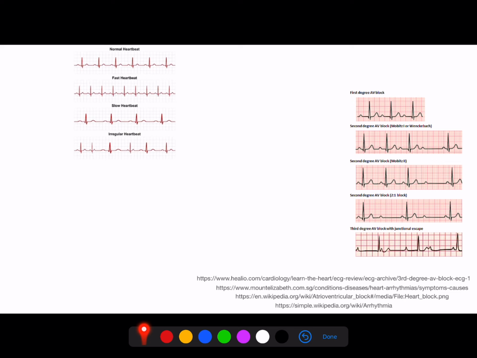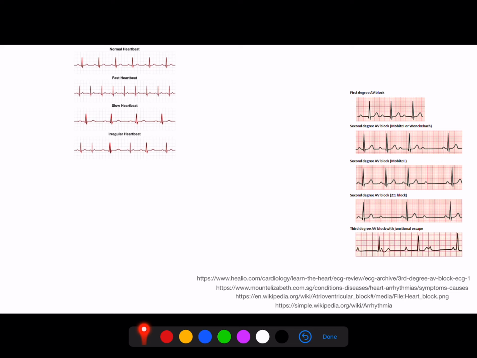And here we can see the second degree AV block 2 to 1. There's a P wave, a QRS, a P wave, and nothing. And then again, P wave, QRS, P wave, and nothing. P wave, QRS, P, and nothing. This is 2 to 1.